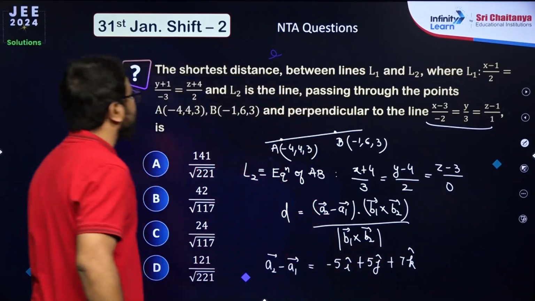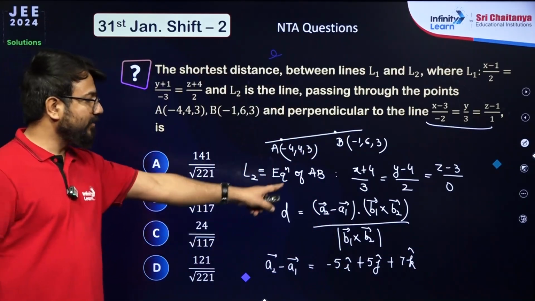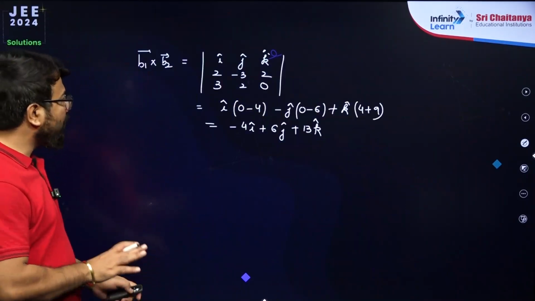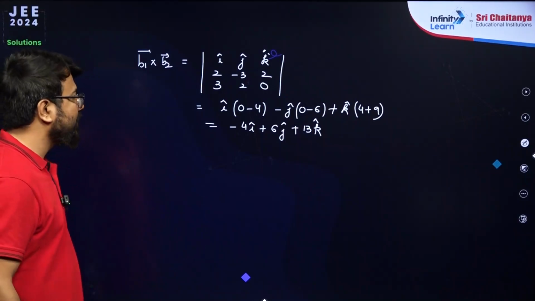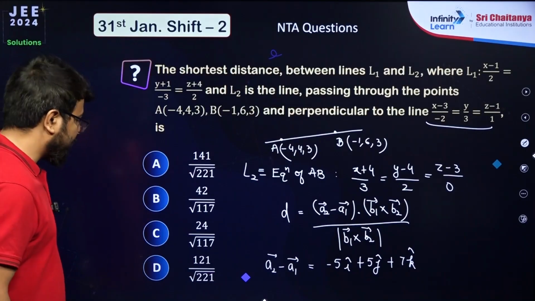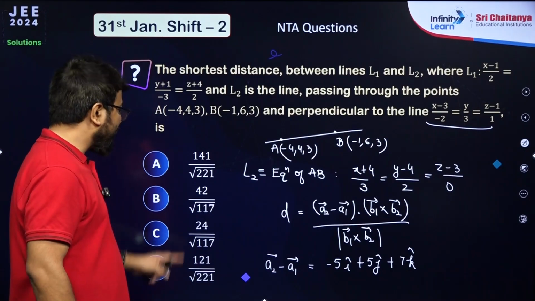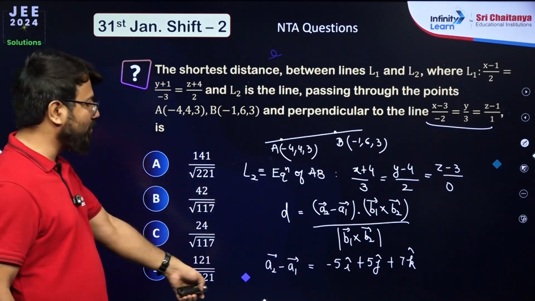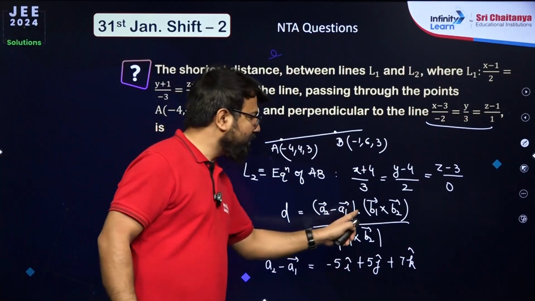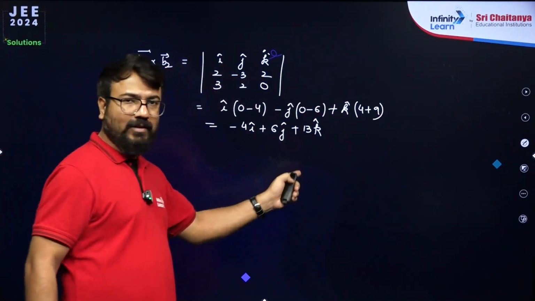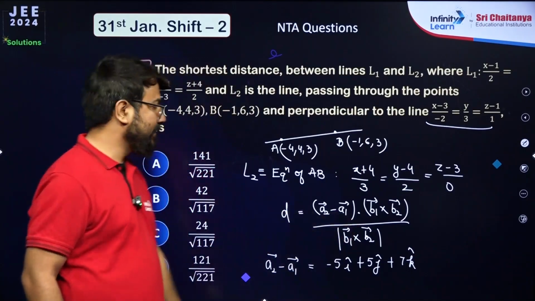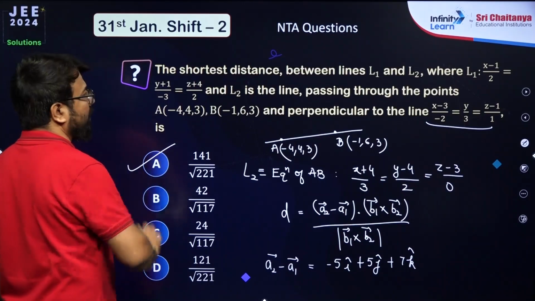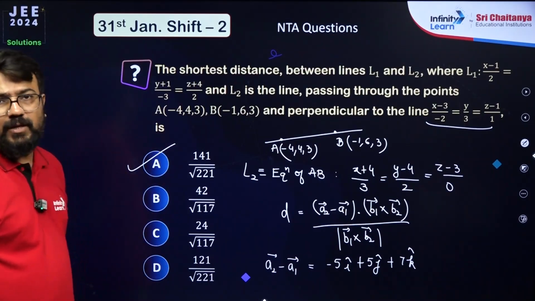Are you able to understand this? A2 minus A1 is written, B1 cross B2 is written and divided by the modulus of B1 cross B2. If you put all these values into this formula, you will be able to get the distance. And the final distance will be 141 over root 21. Just the calculation part you need to do. Put the value of A2 minus A1 over here, B1 cross B2 is already with you, and divide by the modulus of B1 cross B2. And we will be able to get the distance 141 over root 21. I hope you understood this.